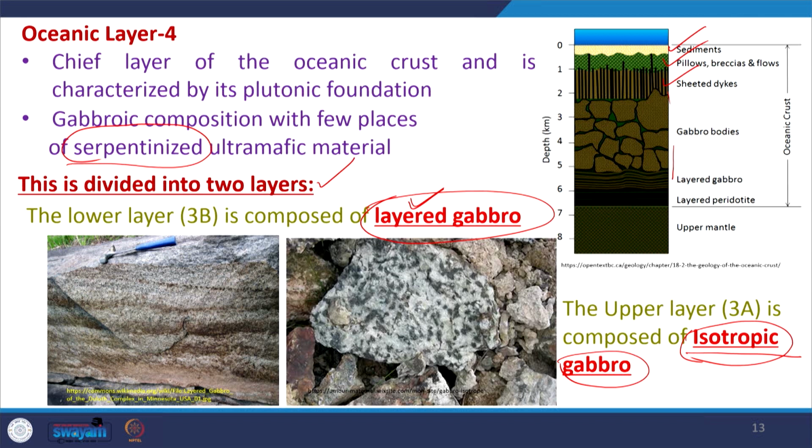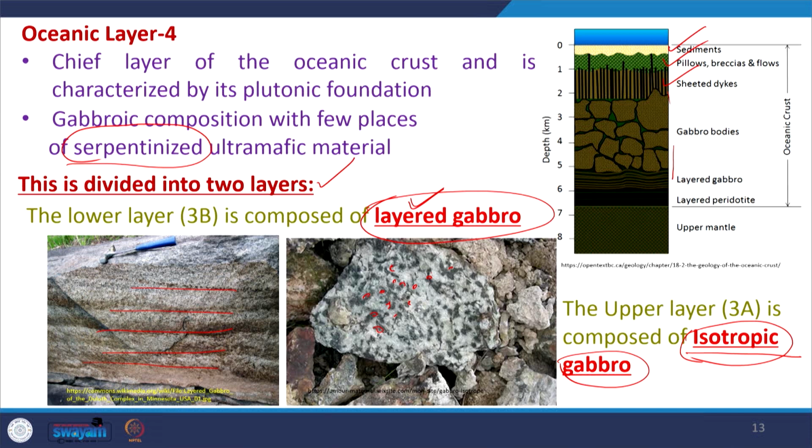If you see the field photographs of these two, in layered gabbro you can identify and distinguish different layers, and in isotropic gabbro there is no layering. That is why the minerals, particularly the mafics, occur within the dominant felsic material as isolated patches. So now the question arises, why is this type of arrangement there?